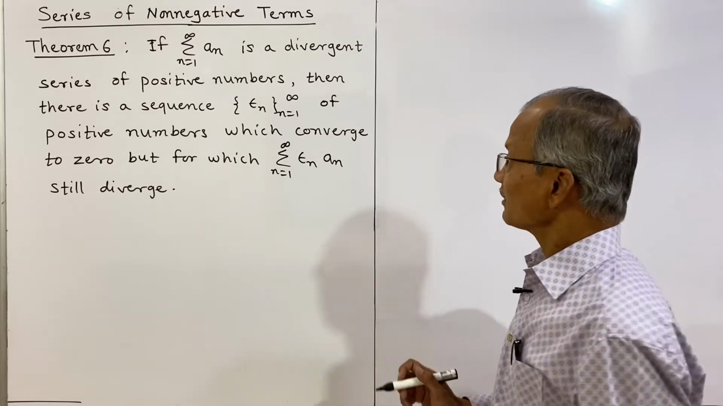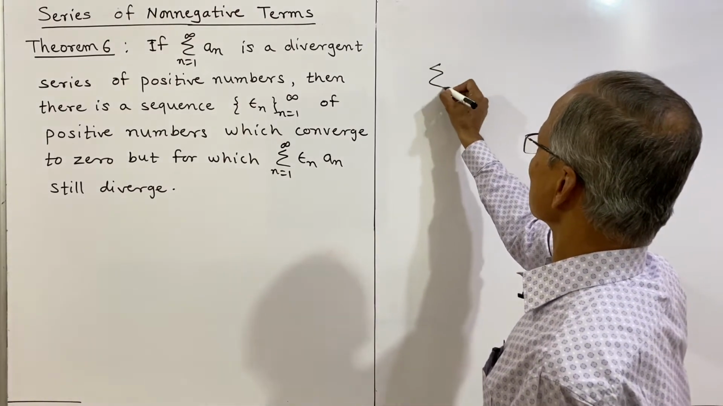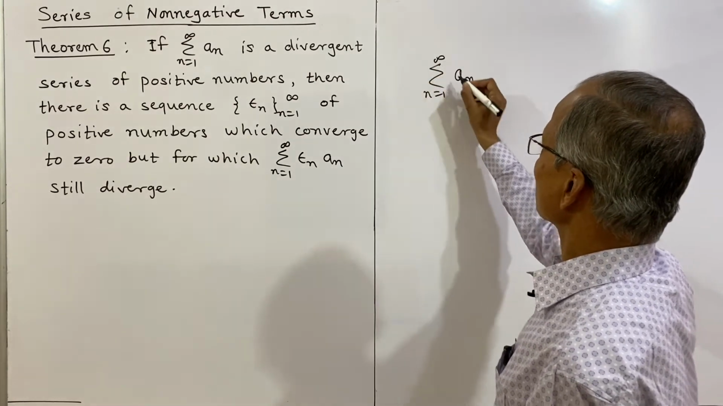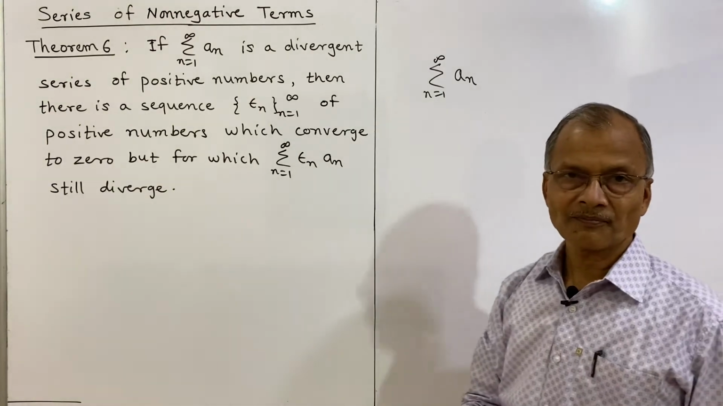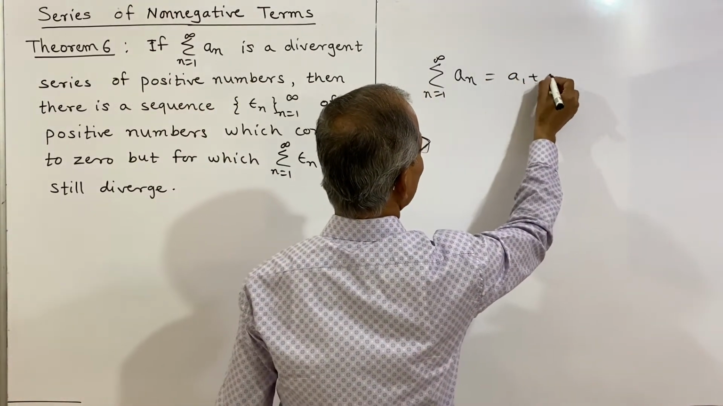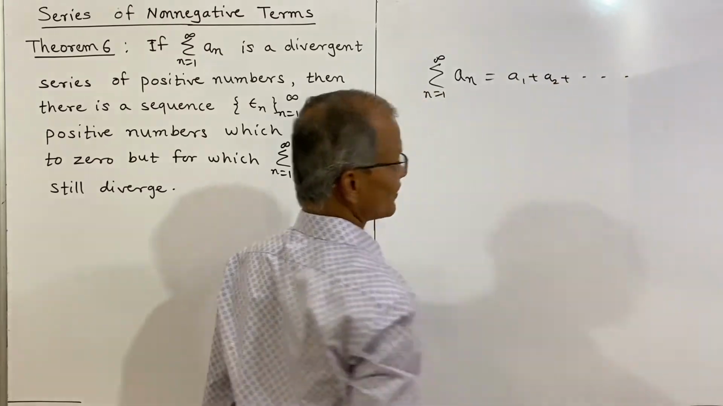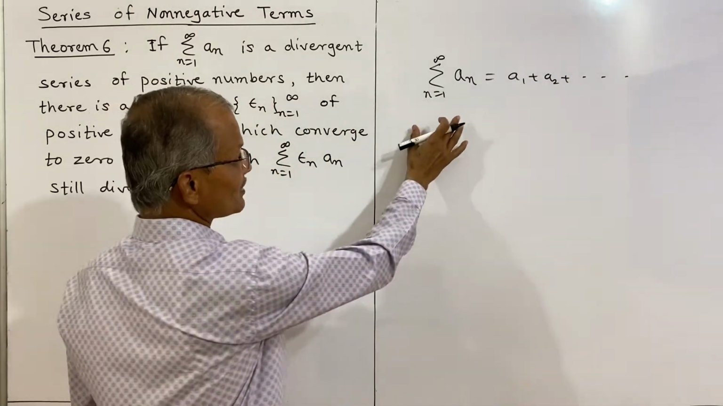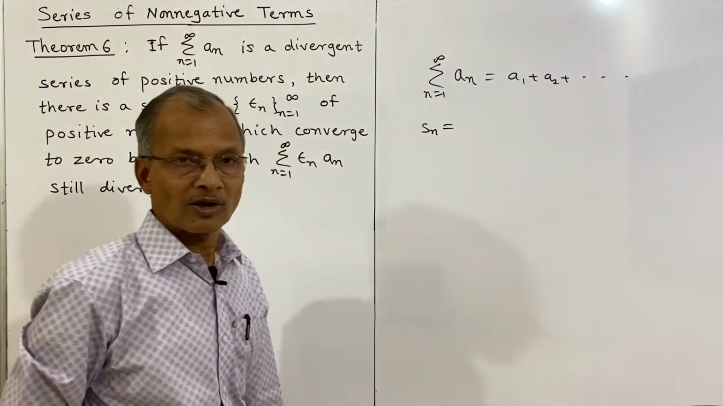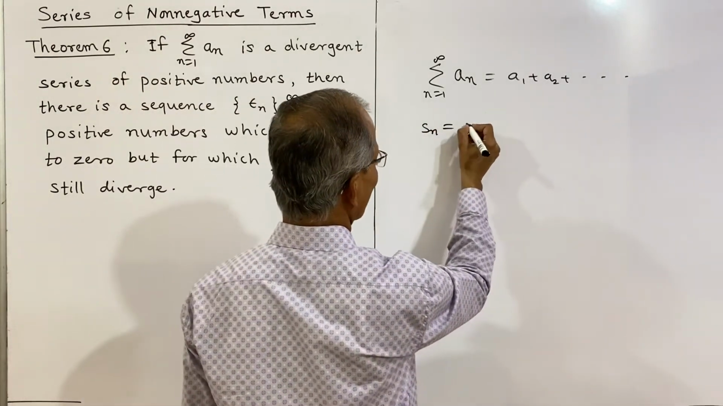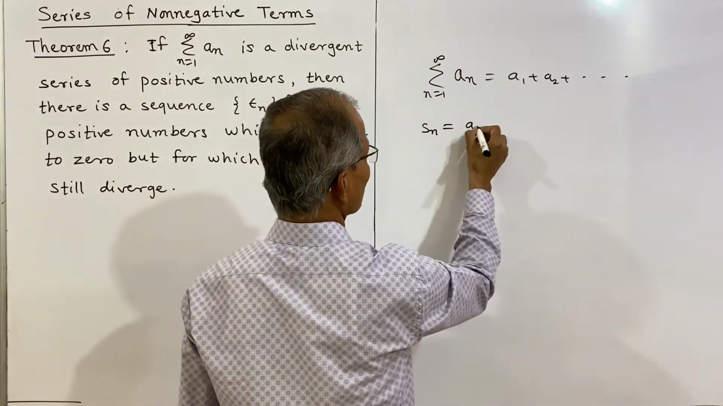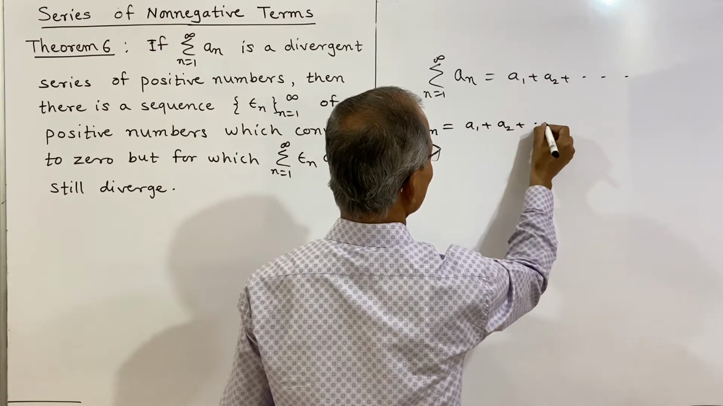An infinite series is denoted by this notation sigma an, n takes value 1 to infinity, and this series will have the terms a1 plus a2 up to infinity. For this series we will form a sequence of partial sums Sn, where Sn stands for the sum of the first n terms, so that is a1 plus a2 up to an.